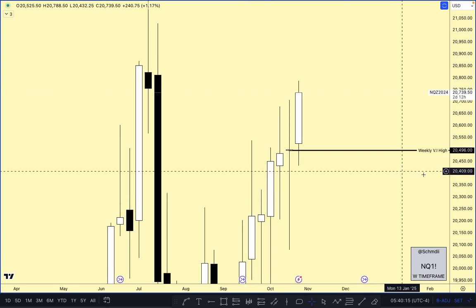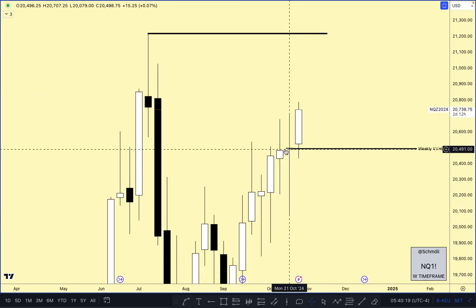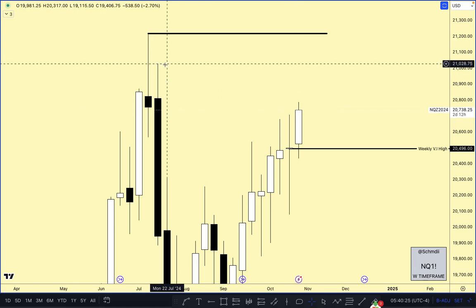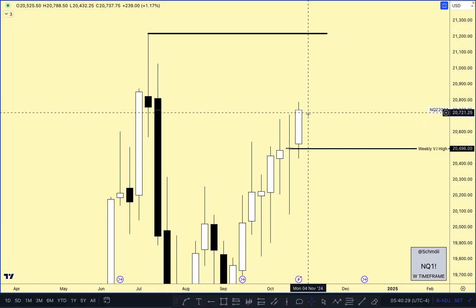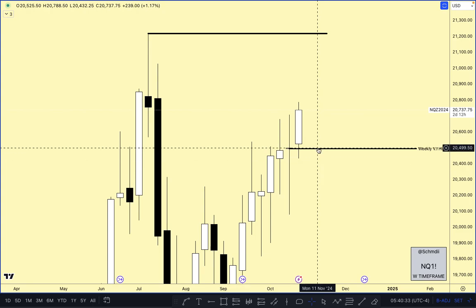So that gives us our bias. Weekly volume imbalance to a weekly high or buy side liquidity. The first or closest form is obviously here. The next is there. Of course, before today it was there, but we cleared that out easily. More on that later. But let's go down to a daily time frame.